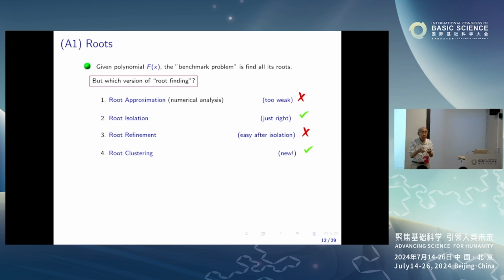isolation. To isolate a root means to give me a disk that contains that root and nothing else. Well, of course, if there are multiple roots, you have no choice, but you have to tell me the multiplicity. Okay, that's called root isolation. And once you have root isolation, well, if you really want to refine it to arbitrary precision, that's actually fairly easy. So we don't even talk about that. So this is the key problem. It's a topological problem, getting the correct topology of the roots. And then you can also generalize what we're doing to clustering. I won't have time to talk about that.